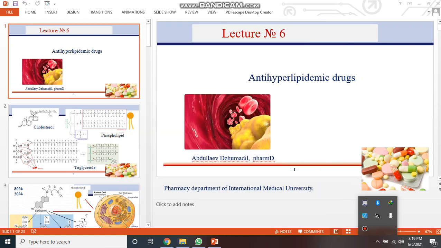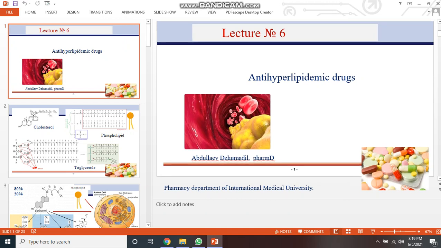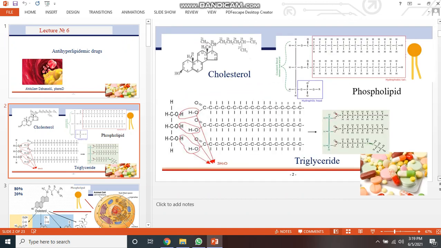Our topic is antihyperlipidemic drugs. As you can see, there is cholesterol, phospholipid, and triglyceride. They each have a different structure formula. Sorry, triglyceride has a different structure formula.